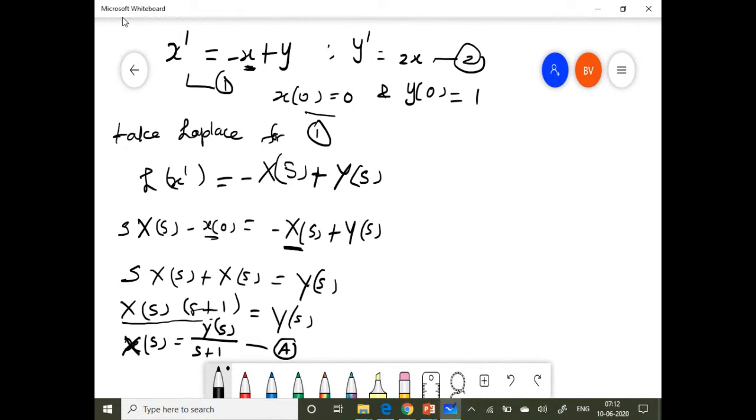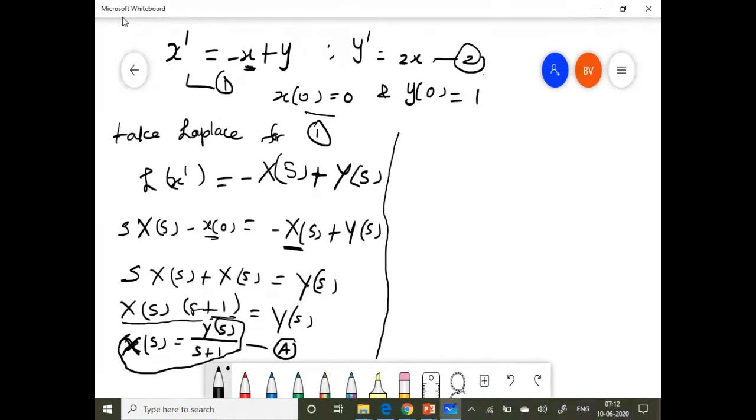Keep this result ready for the calculations. Do the same for the second differential equation and get X of s. And by using these two results, we can eliminate one variable and find the other variable.